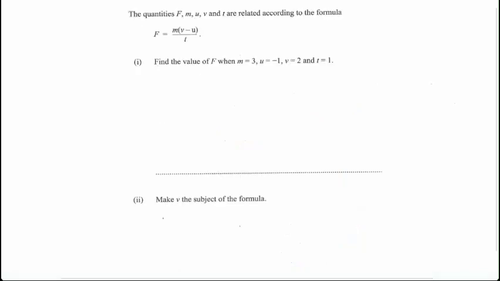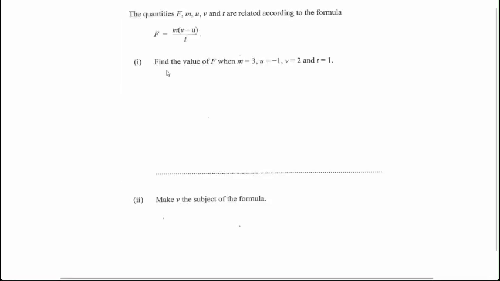Alright, so we have another question here. The quantities f, m, u, v, and t are related according to the formula f is equal to m into v minus u all over t. Find the value of f when m is 3, u is -1, v is 2, and t is 1. So this is a pretty straightforward question where we'll just put in the numbers through substitution and then calculate it.